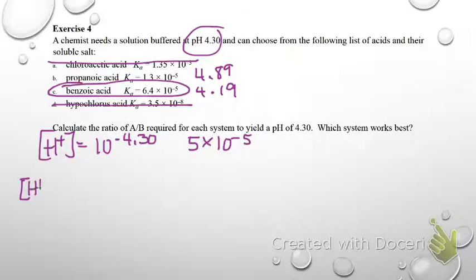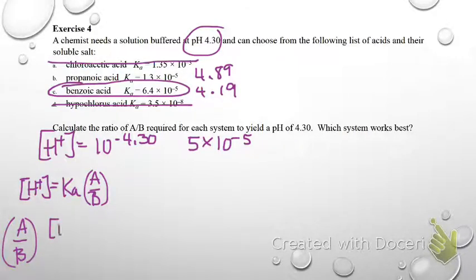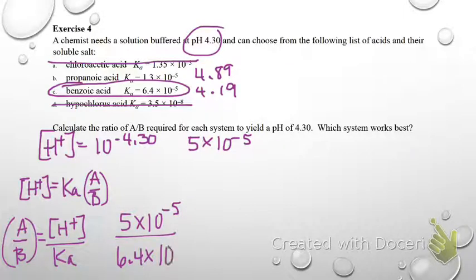And then using our handy-dandy formula of H plus is equal to Ka times the acid-base ratio, we can solve for our acid-base ratio. So that would be H plus equals Ka. So 5 times 10 to the negative fifth over 6.4 times 10 to the negative 8. Guess what happens here? What can I cross out? So there's my ratio, right?